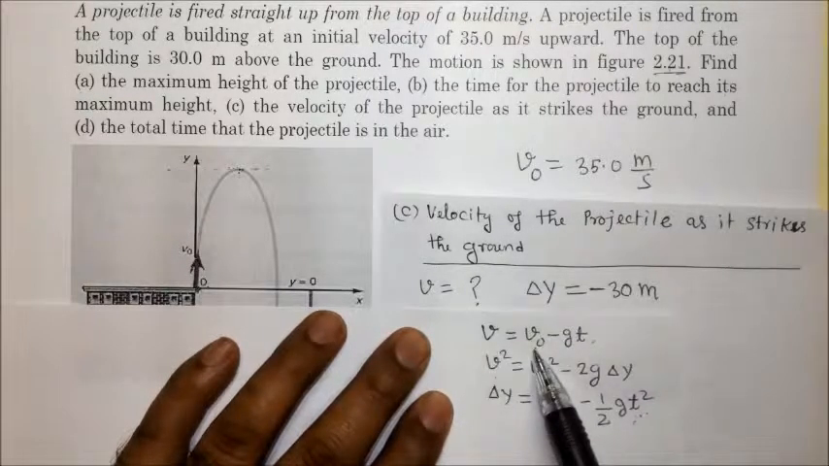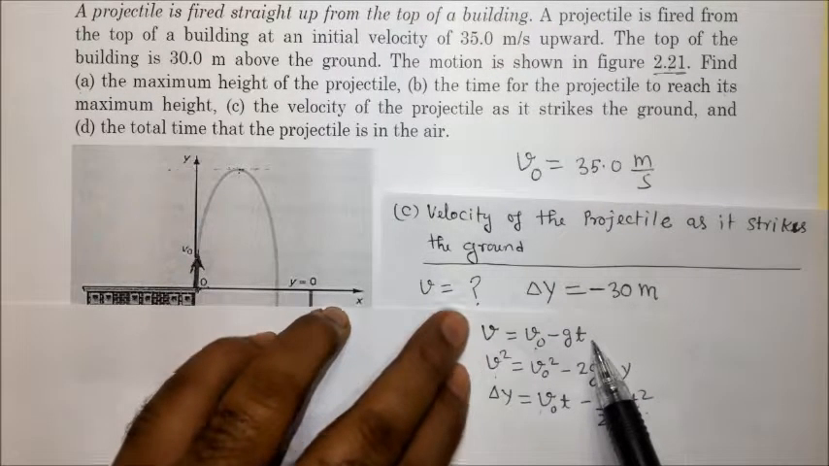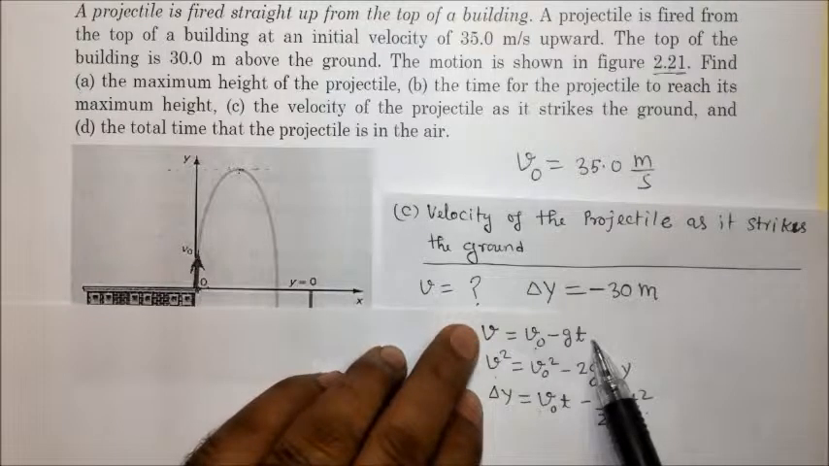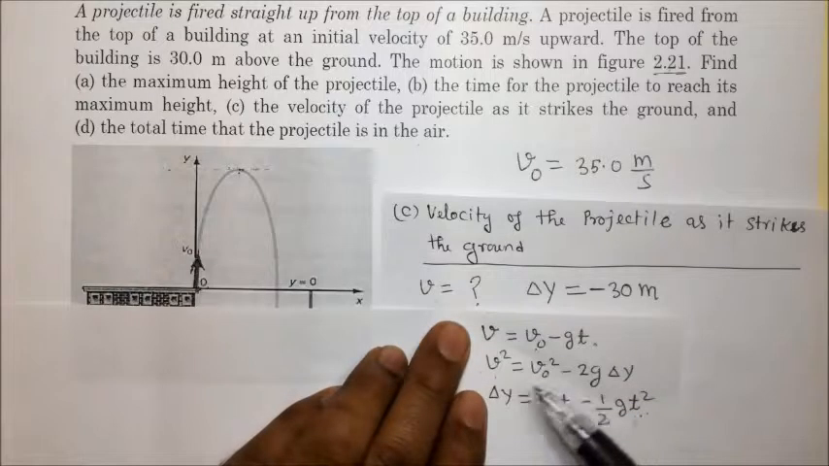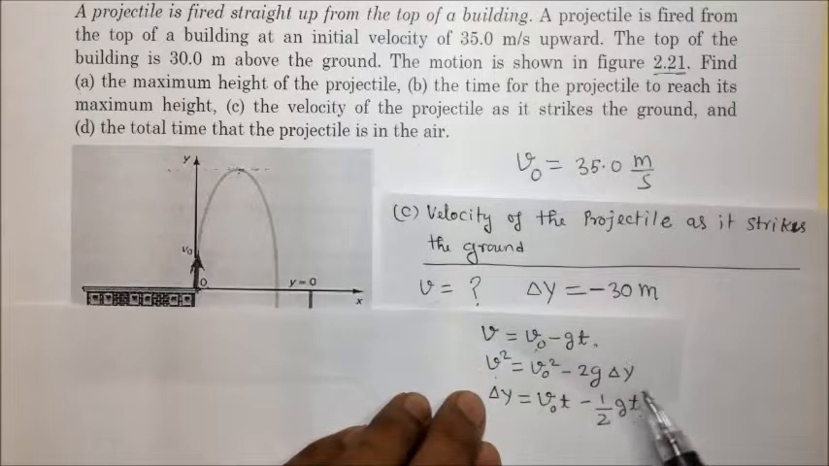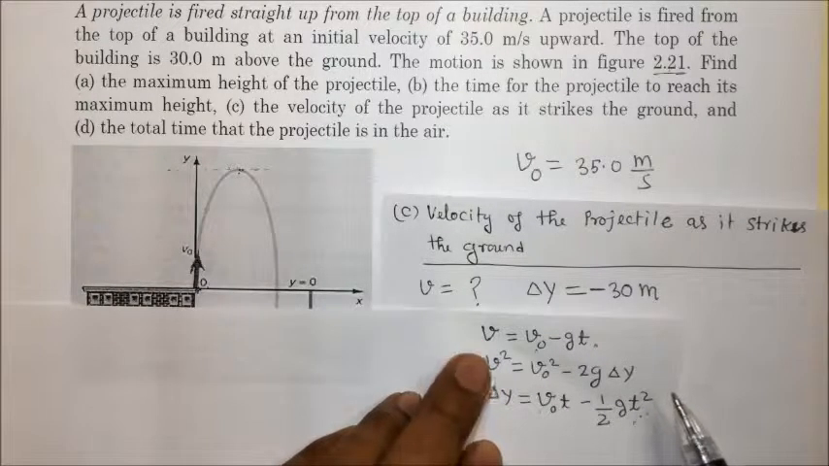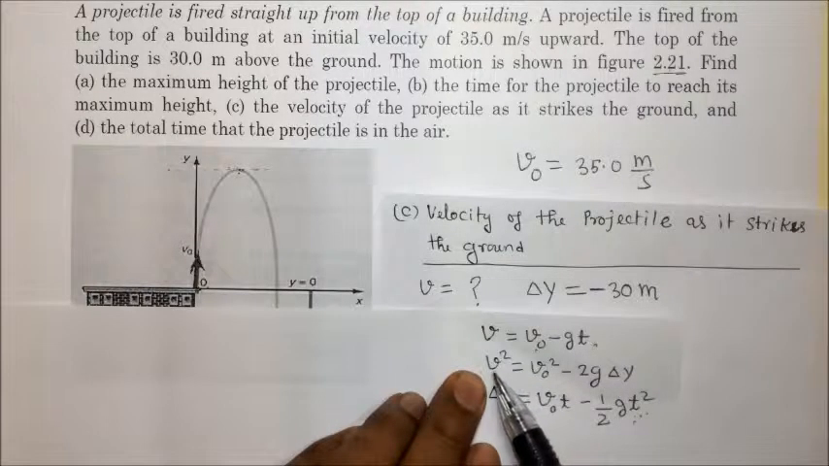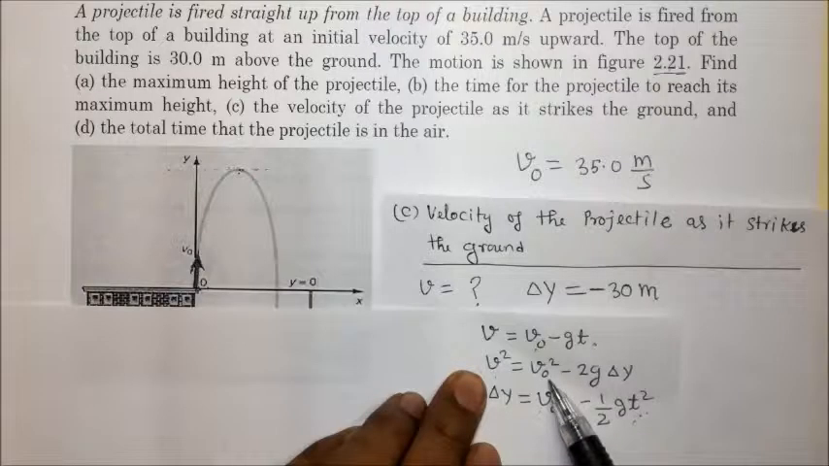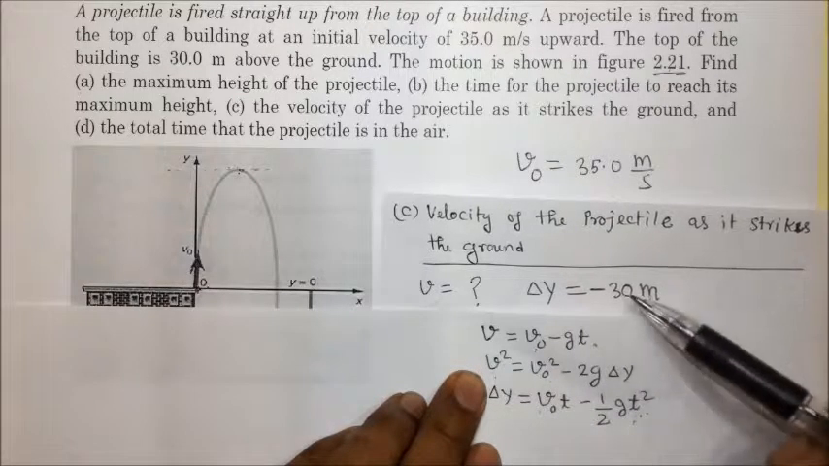V final is equal to V initial minus GT. That is not being used because we don't know the total time. The only option left is this one. We have V, we are looking for V final, we have V initial, we have delta y is minus 30 meter.